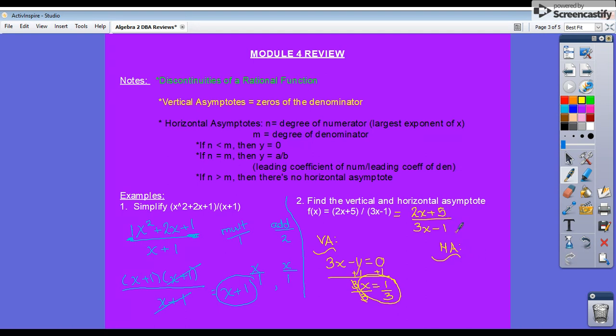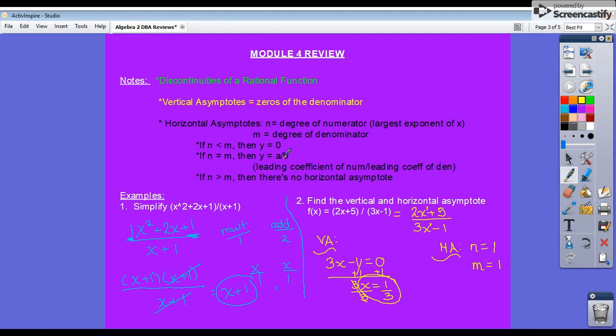So if you look for x, the highest power is 1. So the numerator's degree is known as n. And for the denominator, the highest exponent or degree is also 1. When there's not a power there, it's a power of 1. So m also equals 1. And then you refer back to the table. If n is less than m, then y equals 0.